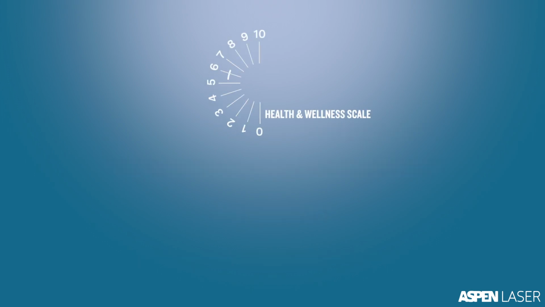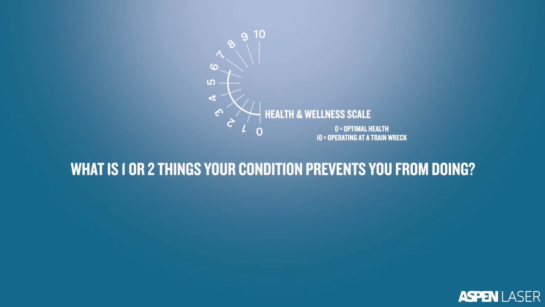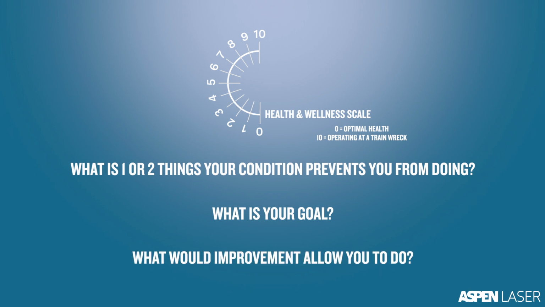For the general health and wellness scale, 0 would represent optimal health, 10 would represent their body is operating at a train wreck. Where do they rate on that scale? What is the one thing that their condition keeps them from doing? What is their goal on the same 0 to 10 scale? And what is one thing that an improvement in their condition would now allow them to do?